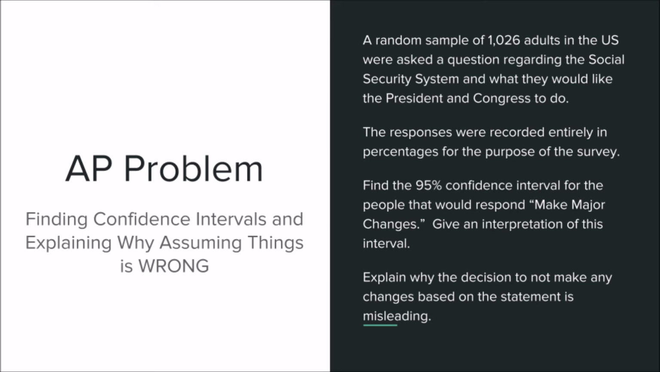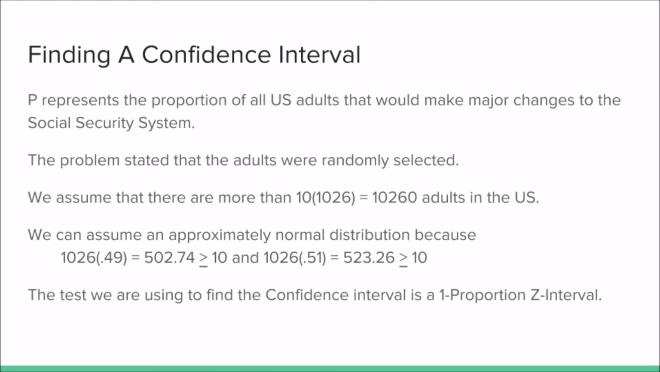To find a confidence interval, we have to put our pants on. You got him? Good. First off, our parameter of interest, which we will call P. P represents the proportion of all U.S. adults that would make major changes to the Social Security system.